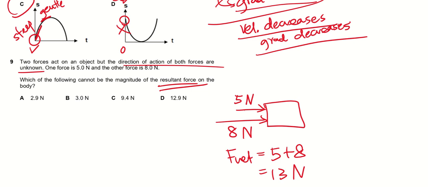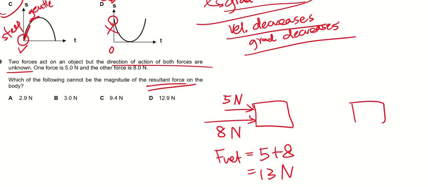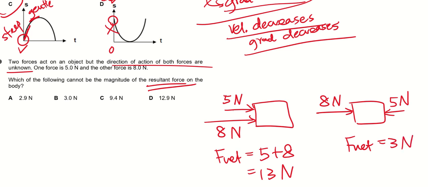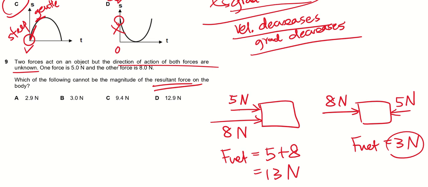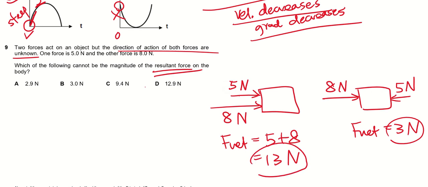It's just impossible, right? Then the other extreme scenario is I have 8 Newton this way, I have 5 Newton acting in the opposite direction. It's really the most extreme scenario. So in the end, my F net will be 3 Newtons. So this is my lowest limit for F net, this is my highest limit. That means D is possible. Anything between 3 and 13 is possible. That means A is not possible. Don't believe me, you can try any variations and draw your vector diagram. You'll find that 2.9 is virtually impossible.